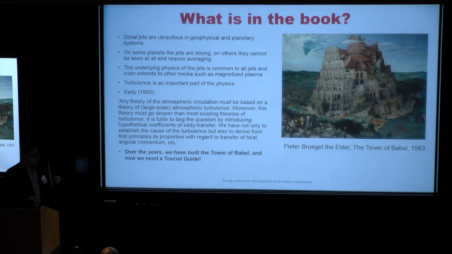I will skip everything, just tell you that we have this big citation from Eady, which is very important, that says that any theory of the atmospheric circulation must be based on a theory of large-scale atmospheric turbulence. Moreover, the theory must go deeper than most existing theories of turbulence. It is futile to beg the question by introducing hypothetical coefficients of eddy transfer. We have not only to establish the cause of the turbulence, but also to derive from first principles, if possible, of course, its properties with regard to transfer of heat, angular momentum, etc.